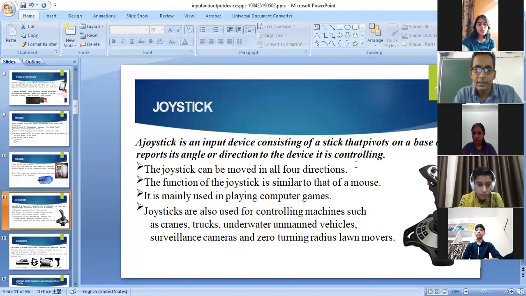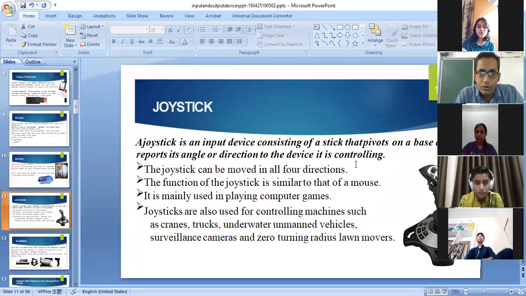The next input device is a joystick. A joystick, you are well aware. If you are into gaming, you know what a joystick is. A joystick can be moved into all the four directions. The function of the joystick is similar to that of a mouse. It's mainly used in playing computer games.